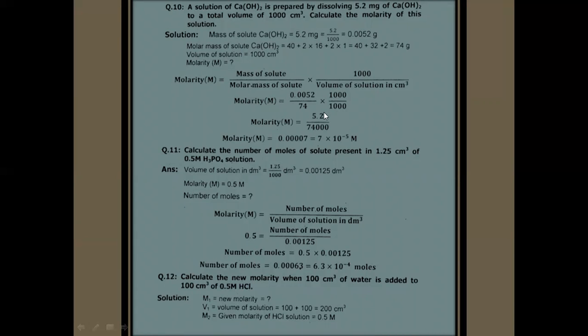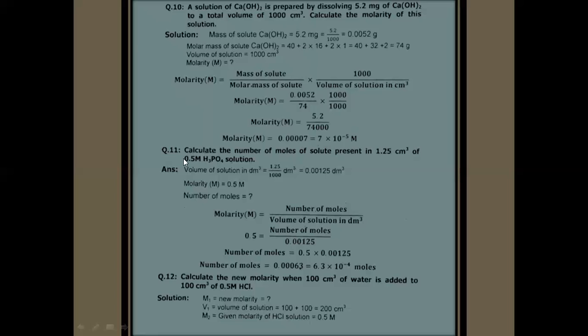Just by putting all these values, mass of solute, which you convert from milligram into grams, and molar mass of solute, we found it over here. Calcium 40, plus there are 2 oxygen atoms, so 2 into 16, plus there are 2 hydrogen atoms, so 2 into 1, it will give us 74 grams. By putting the values, you will get the answer 0.00007, or you can also write it 7 into 10 raised to power minus 5 molar.